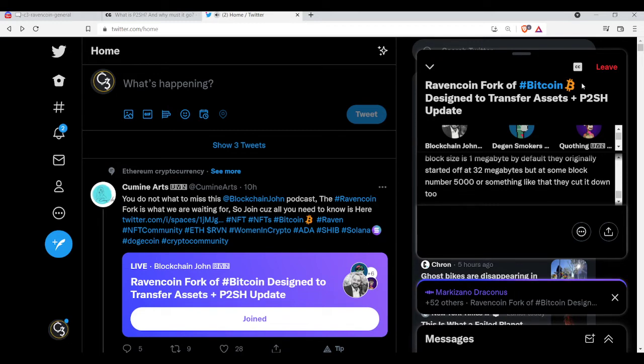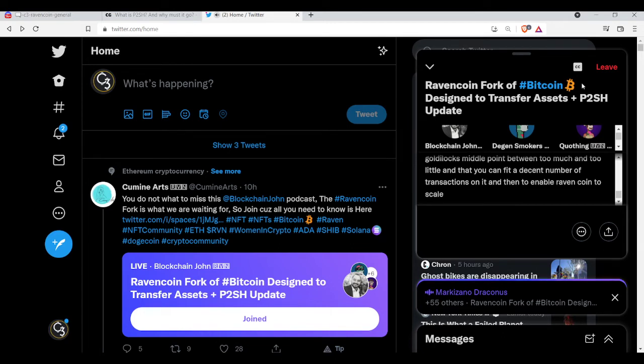Ravencoin's block size, we actually just looked that up earlier today, is 4 megabytes. So it's kind of the Goldilocks middle point between too much and too little, in that you can fit a decent number of transactions on it. And to enable Ravencoin to scale, we can also leverage things like the Lightning Network. Since it is supported by Bitcoin, Ravencoin can also support using and leveraging the Lightning Network as well.